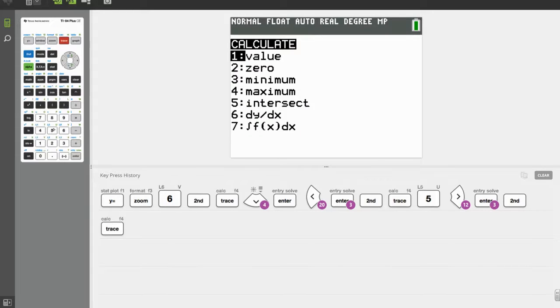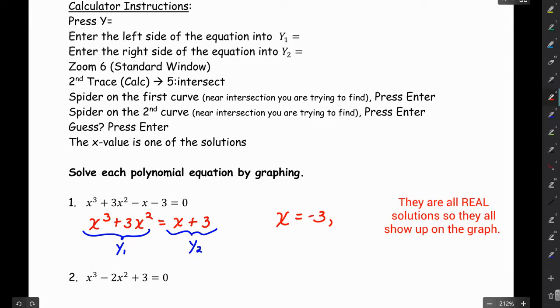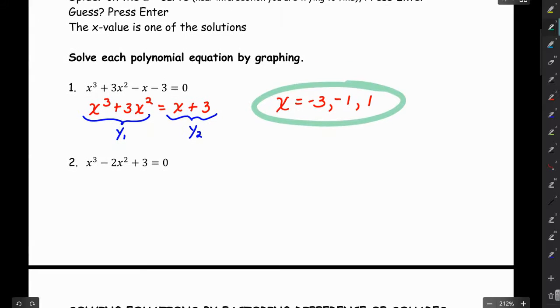Second trace, number 5. Move our little spider near that intersection. Enter, enter, enter. And we get 1. So our solutions for this one are -3, -1, and 1. All right, let's try the next one.